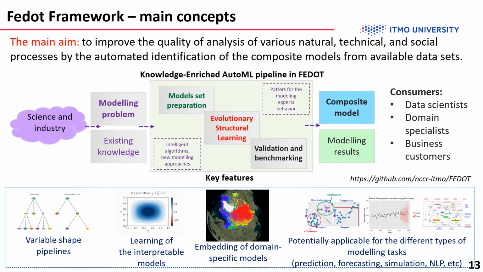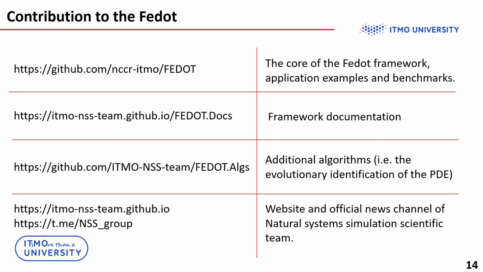Everything that was described in this work you can see and apply by downloading our framework named Fedot. The main goal of the framework is improving quality in different process analysis. The framework has different features, for example, variable shape pipelines, learning of interpretable models, embedding of domain-specific models, and application for different types of models. Fedot is an open source framework. We publish it in a GitHub repository.